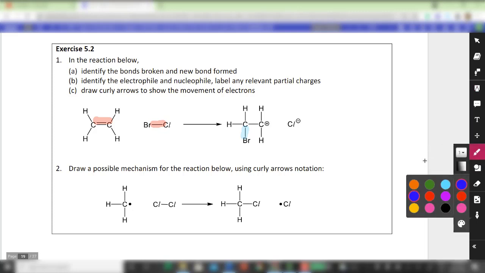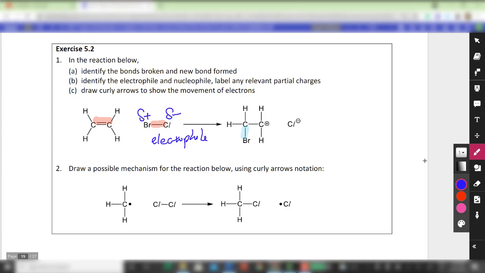The next thing they want you to do is identify the electrophile and nucleophile. Again, the electrophile is BrCl. Why is it BrCl? Because if you look at the difference in electronegativity of Br and Cl, Br takes on a partial positive charge and Cl takes on a partial negative charge. So we call the bromine center electron deficient, or electrophilic, but the whole species we call the electrophile.